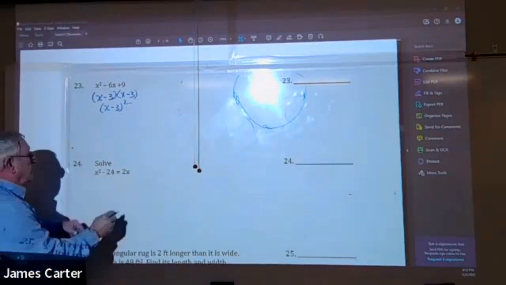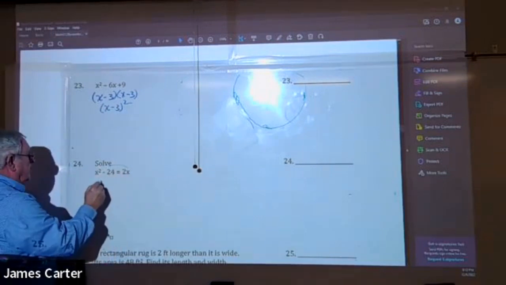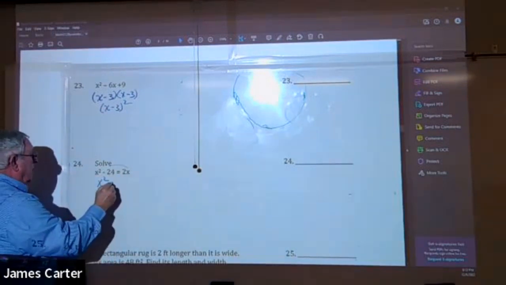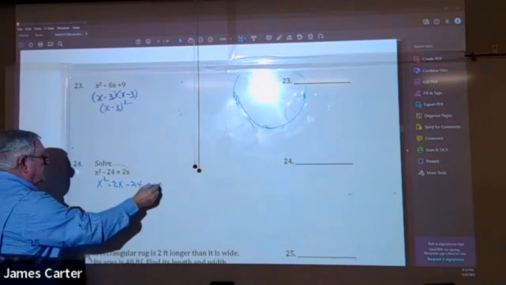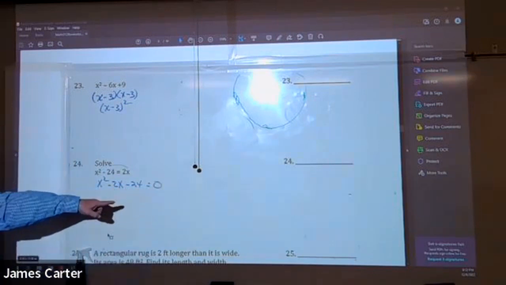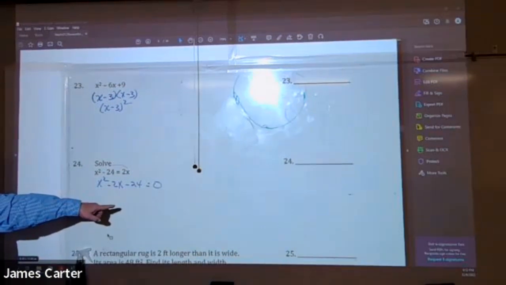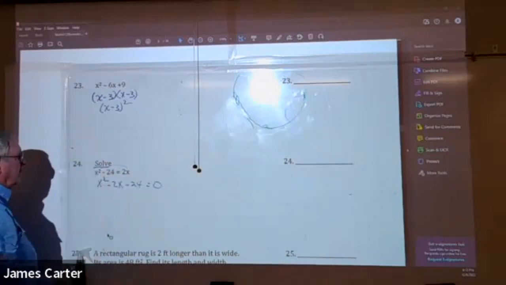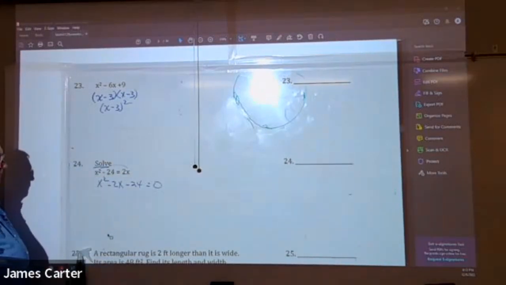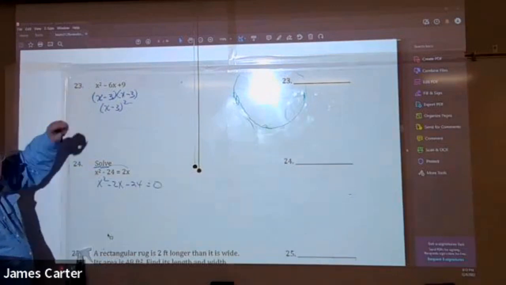Okay, this one, got to take that over there, so it ends up x squared minus 2x minus 24 equals 0. This is one we got to finish out. Get x equals, not just factors. Hint that word. Okay, see, this one didn't say solve.